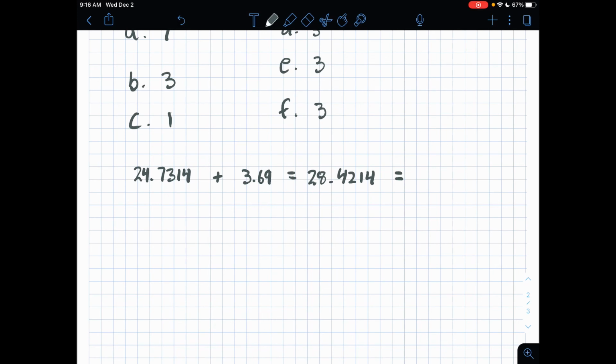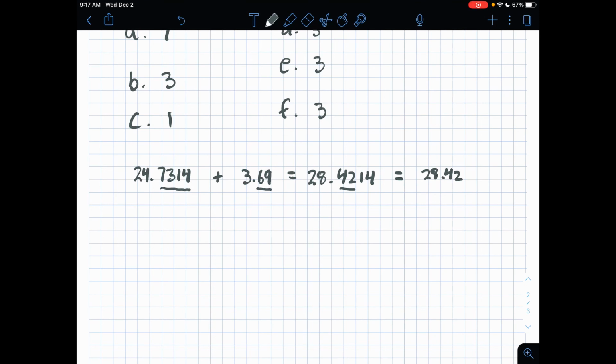However, because you're dealing with sig figs, you're going to have to round that. So like I said before, when you're adding and subtracting sig figs, you have to round the answer to the least precise decimal, which in this case is the 3.69. There are only 2 decimal places compared to the 4 that's in the other number. So what you want to do is round this answer to 2 decimal places. So you get 28.42. Now you have to remember that when you're adding and subtracting, you're not rounding to the number with the least amount of sig figs. You're rounding it to the number with the least amount of decimal places.